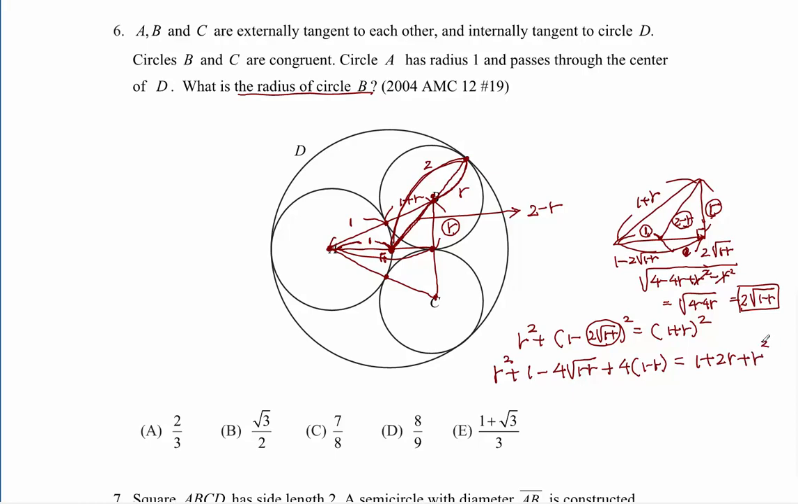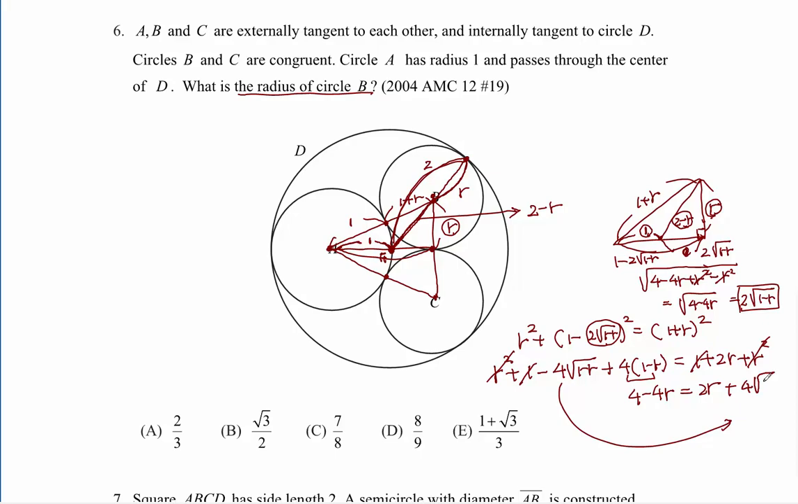Perfect. So R squared is out, 1 is out. We just got 2R over here. This is actually how much? 4 minus 4R plus the root term, that is equal to 2R. And I'm going to move this to the other side. That is better.